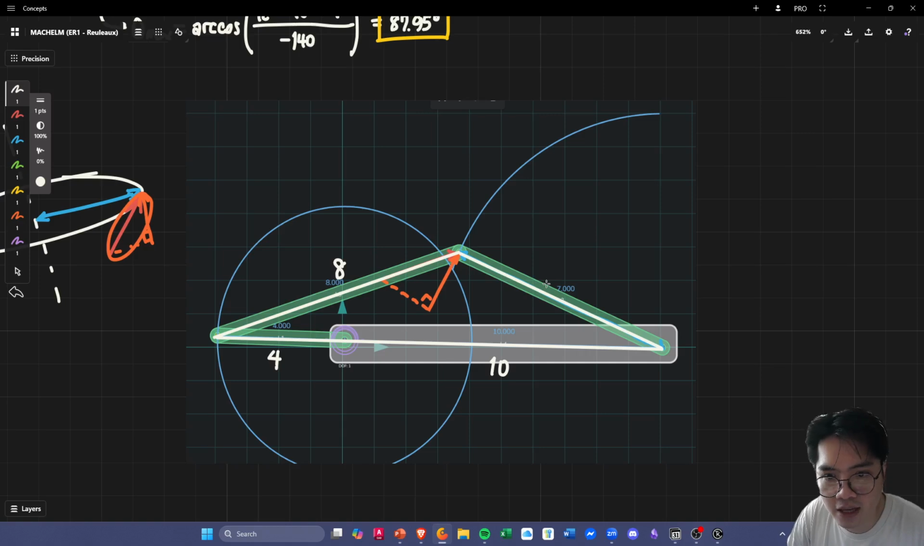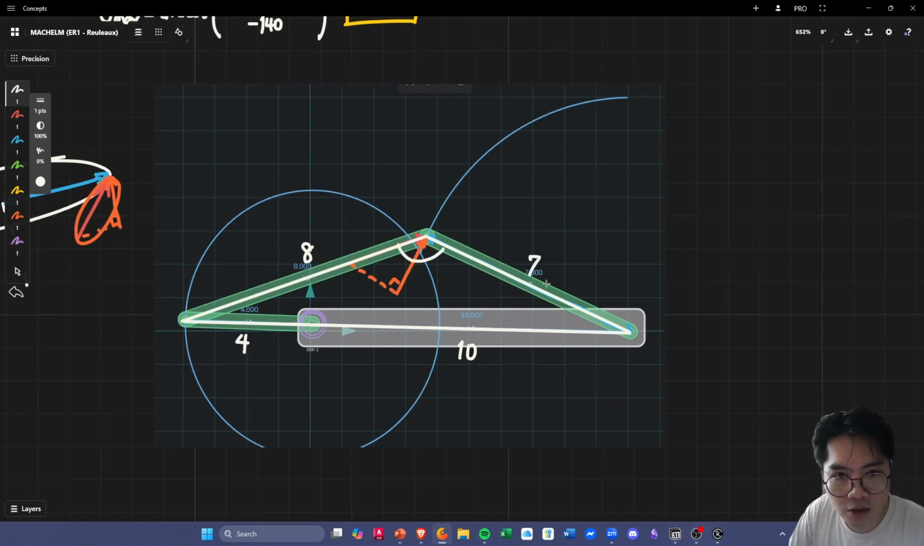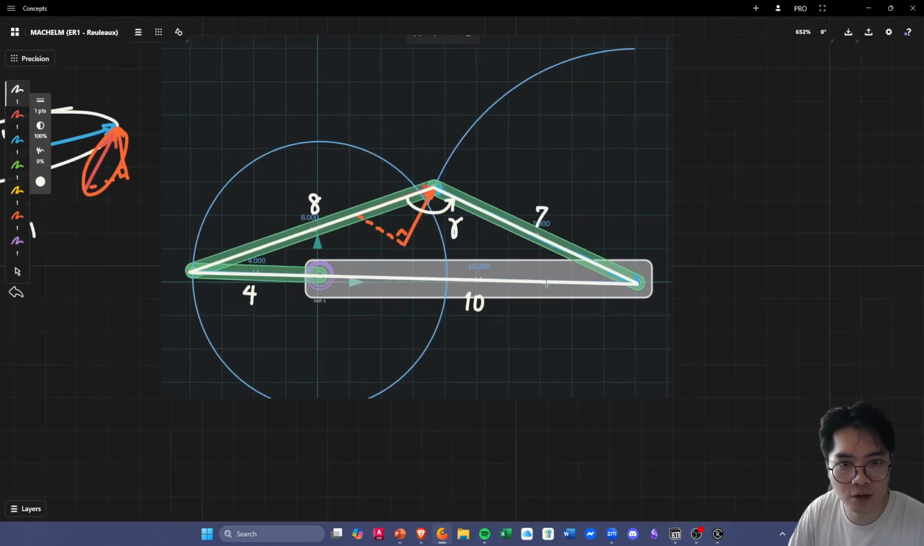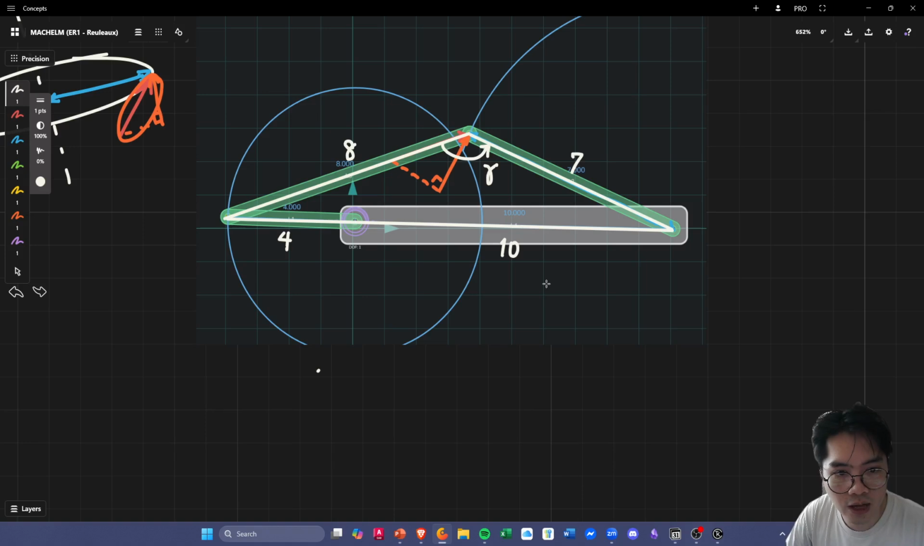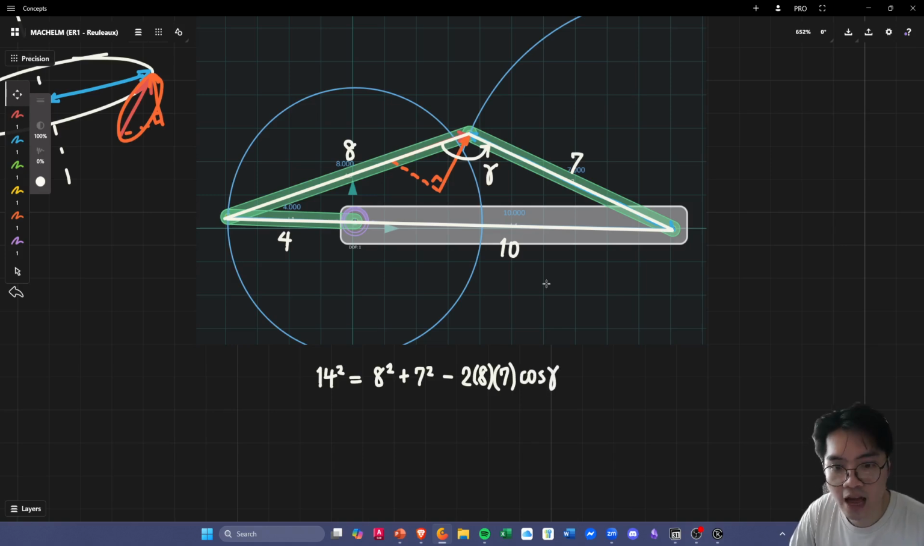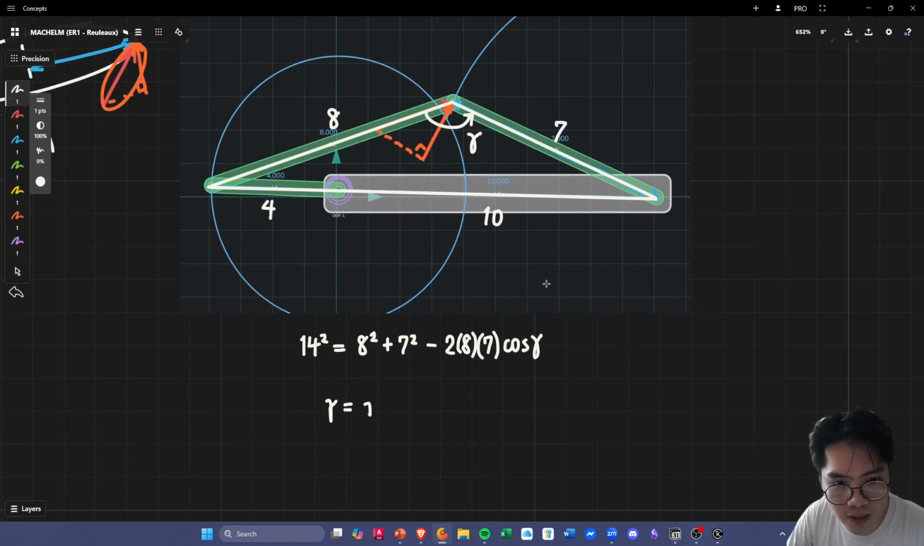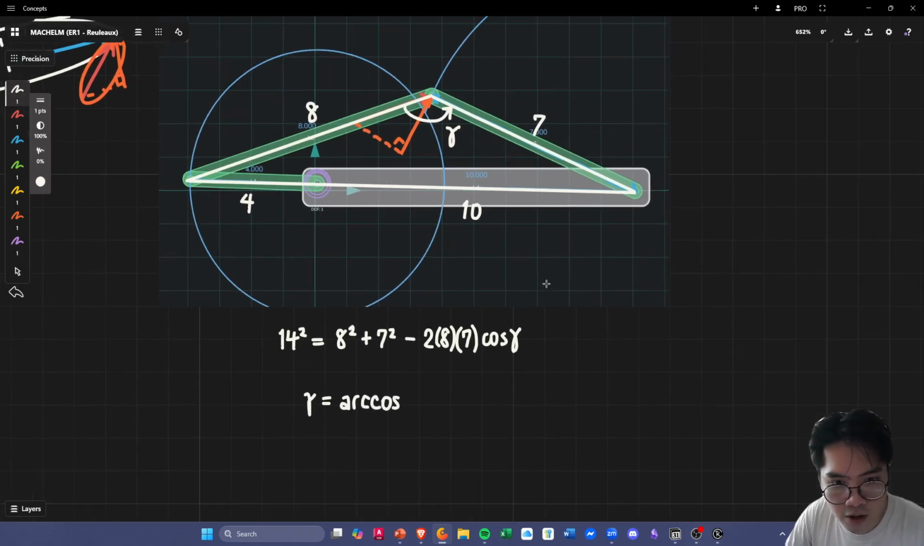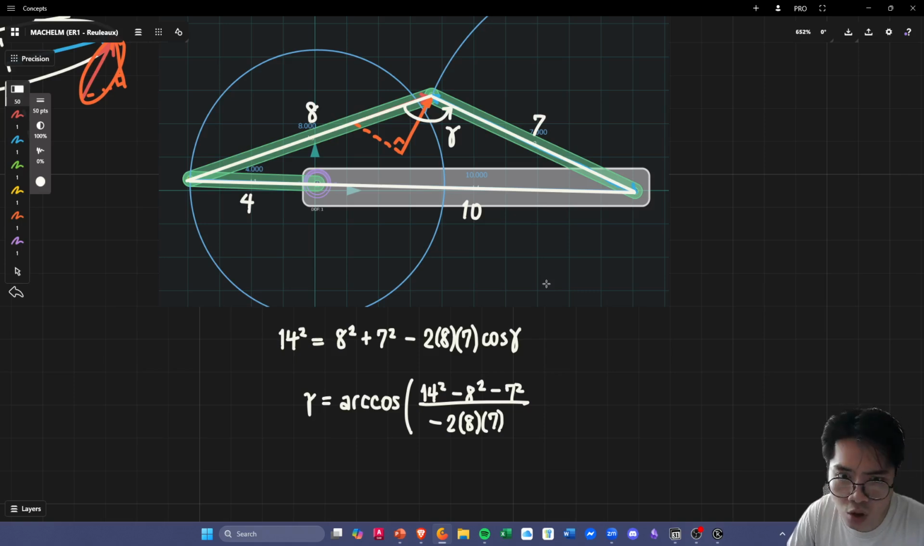And still, this can be taken care of by the cosine law, but now your gamma is here. So 14 squared is equal to 8 squared plus 7 squared minus 2 times 8 times 7 times cosine gamma. In this case, your gamma will be arc cosine of 14 squared minus 8 squared minus 7 squared all over negative 2 times 8 times 7, that is 56 times 2, that is 112. There you go.